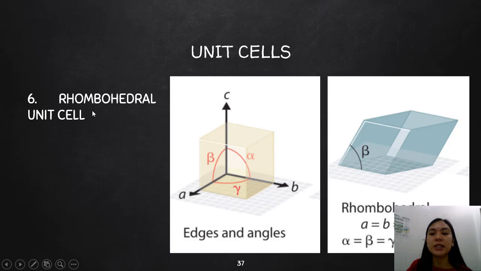Now, the sixth type of your unit cell is what we call your rhombohedral unit cell. So when we say rhombohedral unit cell, you can see here from the figure that your side A is actually equal to your side B and it is equal to your side C. Diba? Para siyang cube. However, the main difference here is that although your angles alpha, beta, and gamma are equal to each other, hindi sila 90 degrees. So kung makikita nyo as a representation of the figure, it's a cube but it's tilted. Nakatilt siya kasi po yung mga angles, although they are equal, hindi sila 90 degrees.